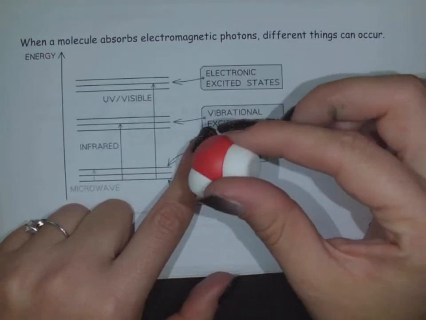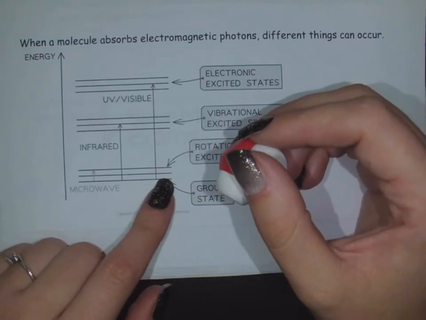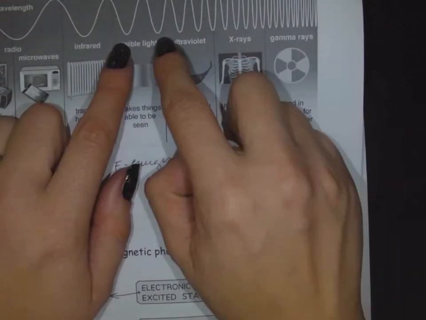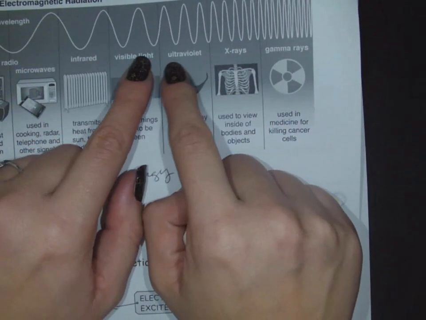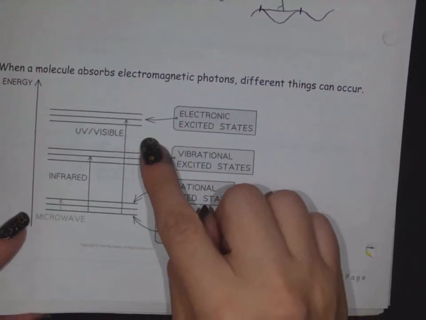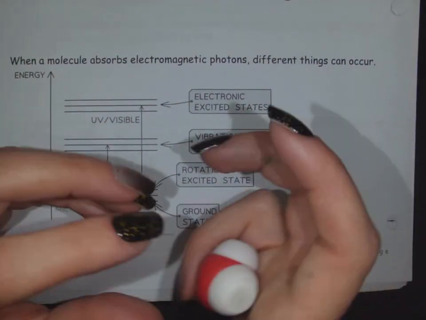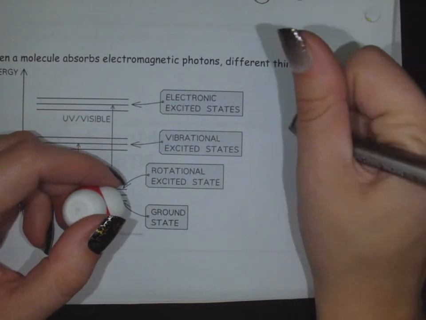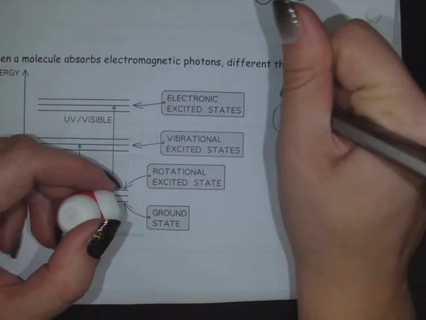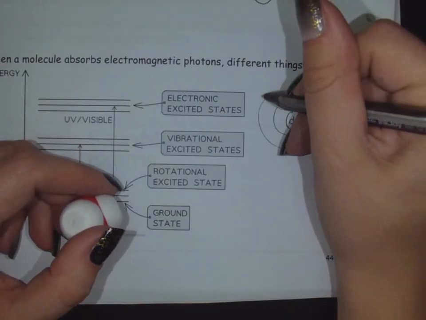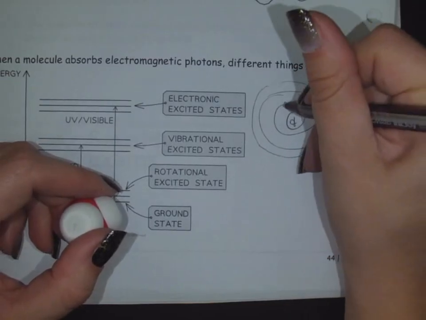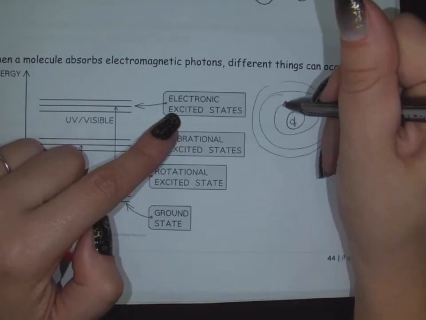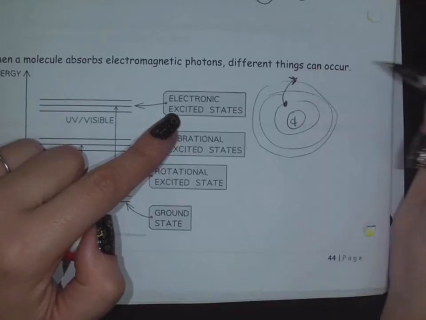And if molecules absorb ultraviolet or visible, because look, here's our visible, here's our ultraviolet, they're right next to each other. If it absorbs either of those, what happens is that the electrons in these molecules, so let's draw, here's my protons, we got electrons, can jump to higher energy levels, excited states. This is enough energy that these electrons can actually jump up to a higher energy level.